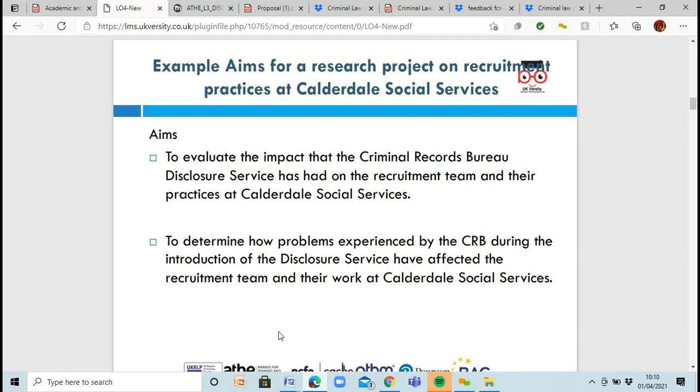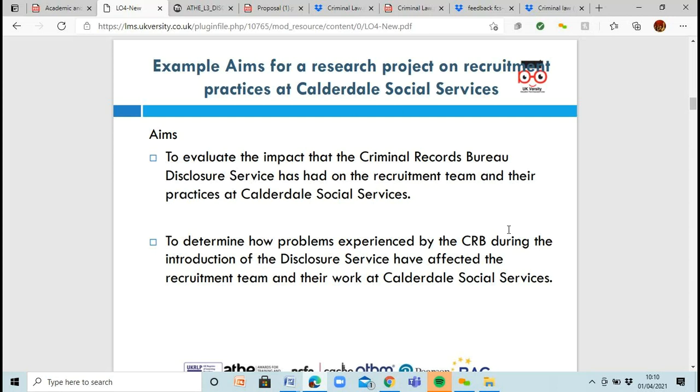So then you might have another example. The aim of this example is to research a project on recruitment practices at Calderdale Social Services. The aim is to evaluate the impact that the Criminal Records Bureau Disclosure Service, so the DBS, has had on the recruitment team and their practices at Calderdale Social Services. So you've got to determine how problems experienced by the CRB during the introduction of the disclosure service have affected the recruitment team and the work at the Calderdale Social Services.